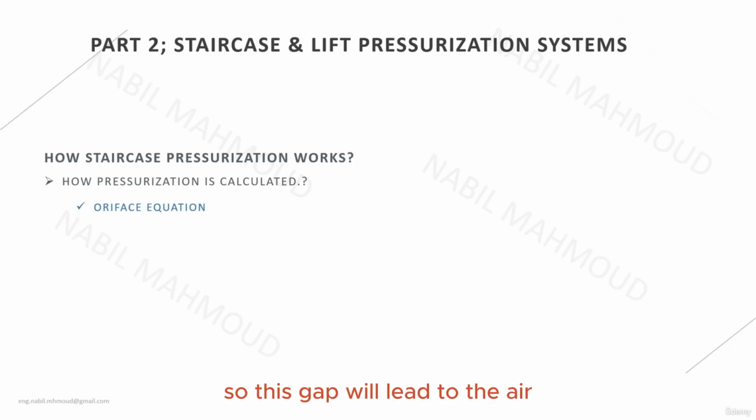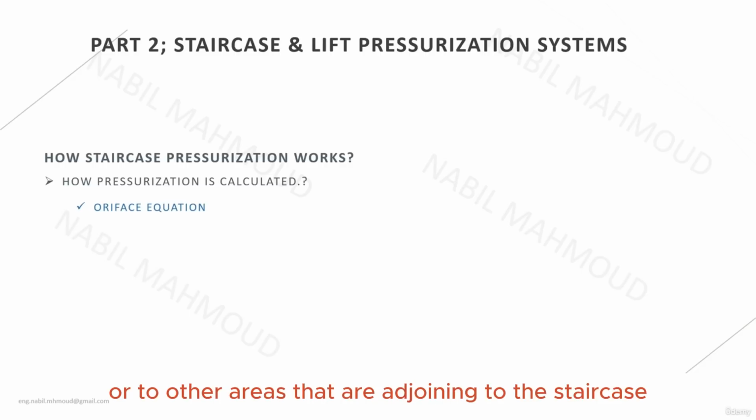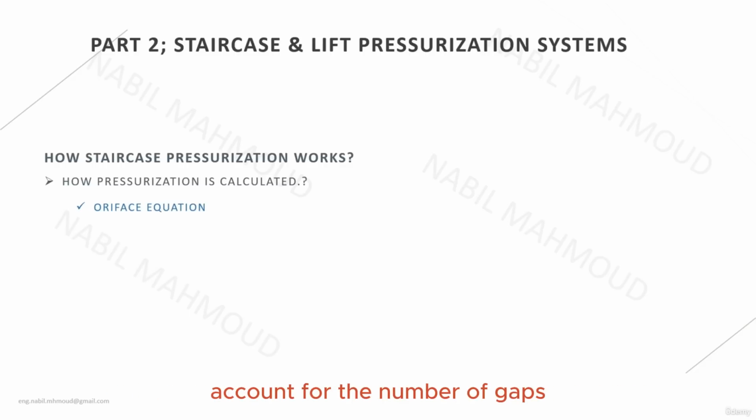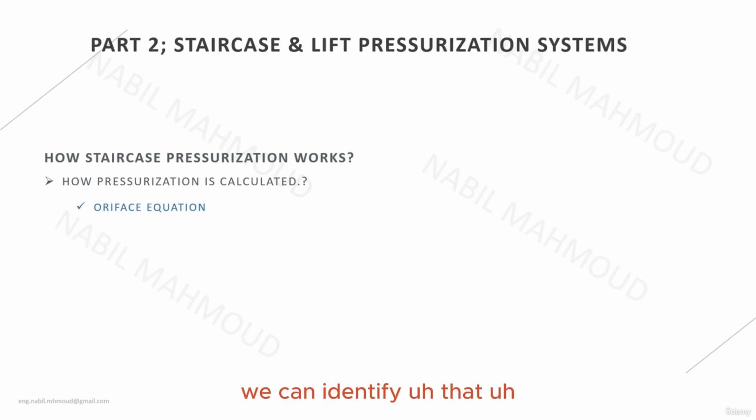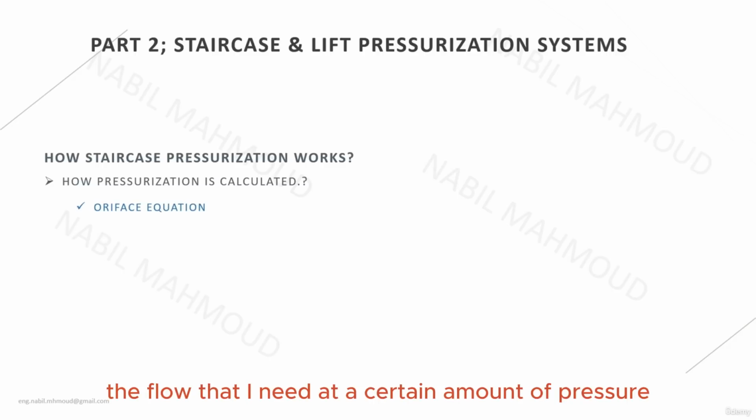So this gap will lead to the air pressurizing the staircase to escape from it outside to the corridor or to other areas that are joining to the staircase. This means that you need to account for the number of gaps or holes or cracks around the door frames in your staircase pressurization system. And because we can estimate the amount of area of these gaps, we can identify that this is the flow that I need at a certain amount of pressure difference.